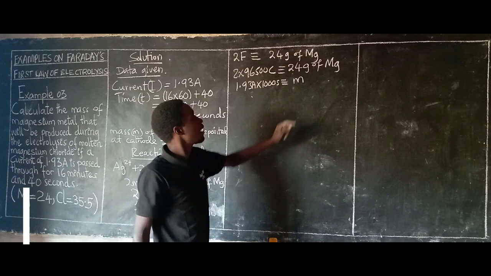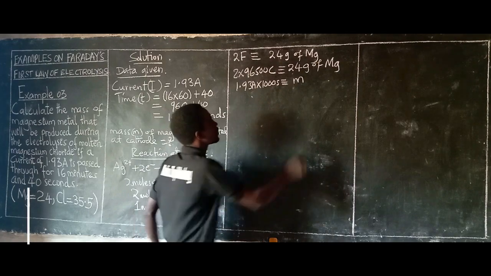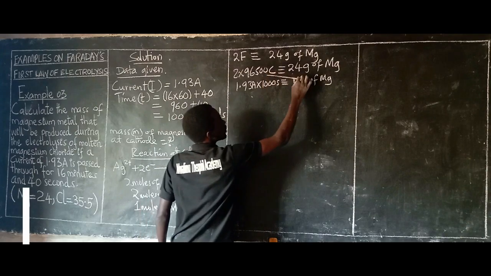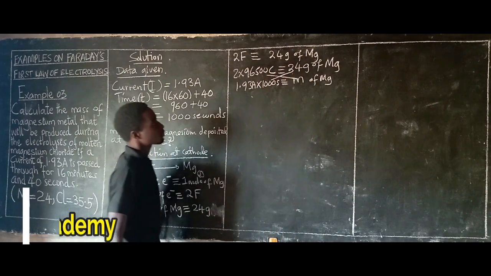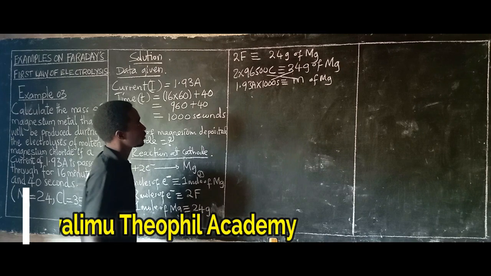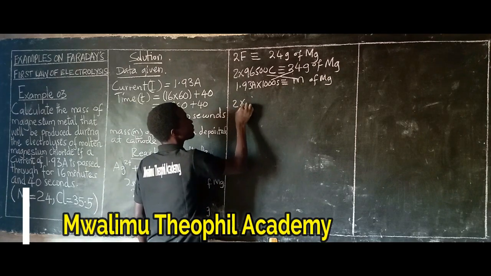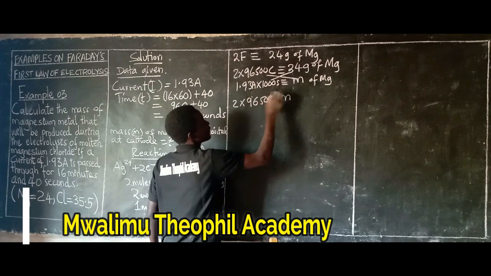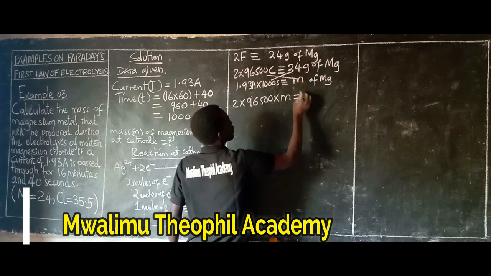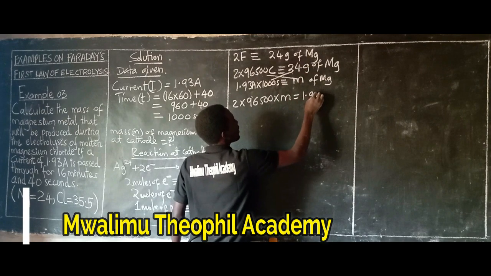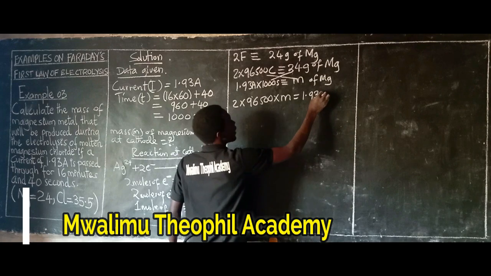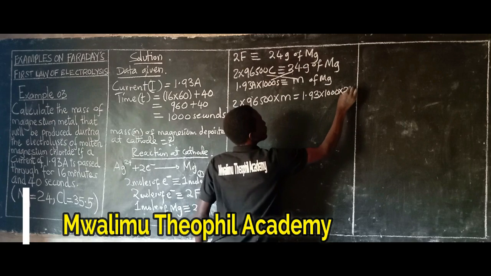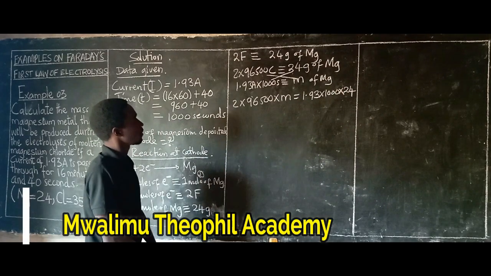So how are we going to get this mass of magnesium? We are going to get it by cross multiplication. By cross multiplication, we are going to get 2 times 96,500 times M. This mass is equal to this value times this. So it will be 1.93 times 1,000 times 24. It will look this way.